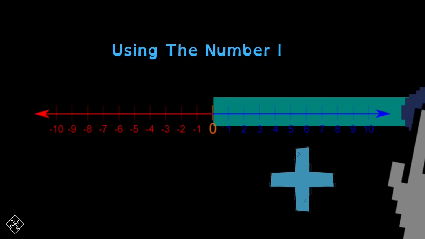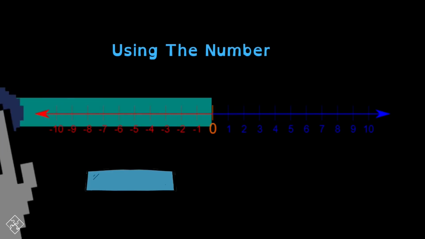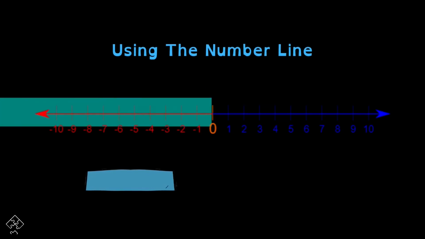We can use the number line to help us add. We always move to the right to add. We can use the number line to help us subtract. We always move to the left to subtract.